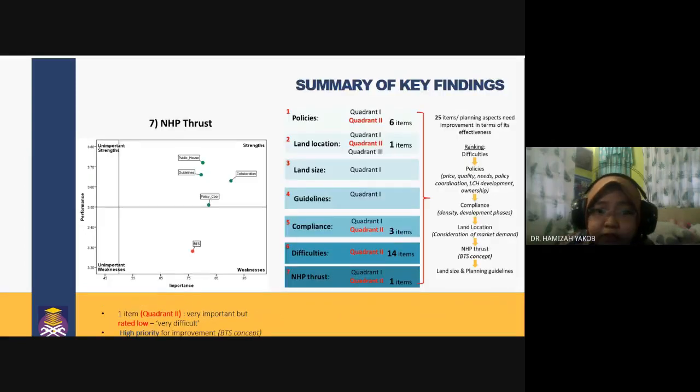Okay. So for NHB trust, basically one item falls under quadrant two, which is BTS. It seems very important to solve this issue on housing planning, but rated low in terms of it being very difficult to implement in real life. Okay, so high priority for improvement, especially for the build then sell concept. So basically, there are 25 planning aspects that need to improve based on ranking: difficulty, then policy, compliance, land location, NHB trust. Land size and planning guideline need to be maintained, depending on the quadrant.